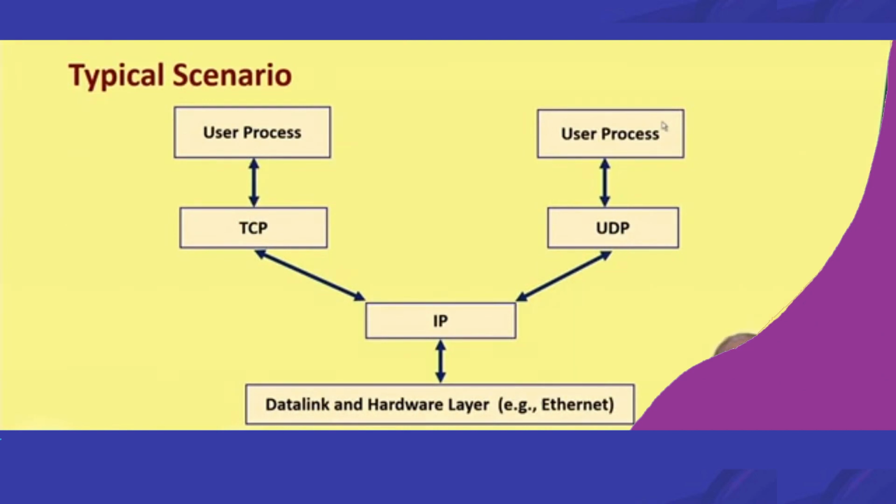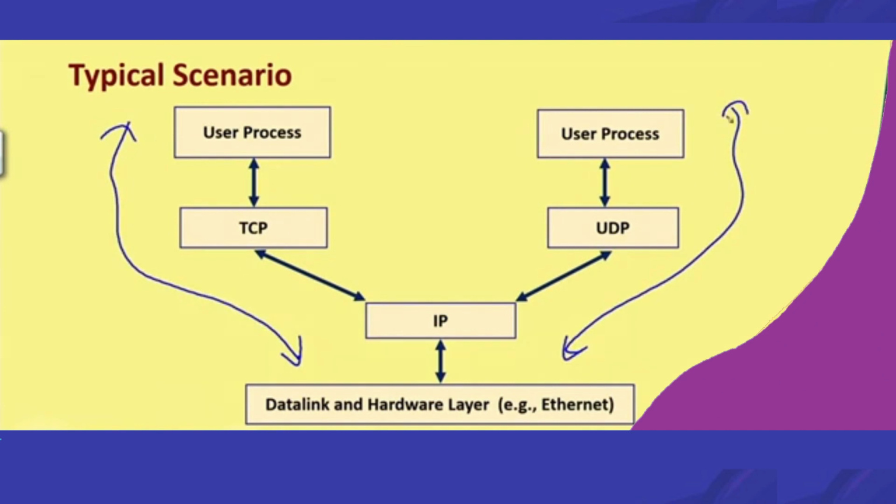Now, a typical scenario I am showing here: two paths, one is a TCP path and the other is a UDP path. Here the application will be some user process which will be using TCP at the transport layer level, TCP will be using IP at the network layer level, and IP will be using the lowest, hardware layer level. Or you can use UDP: the user process may be communicating with UDP, IP, then the hardware layer level.